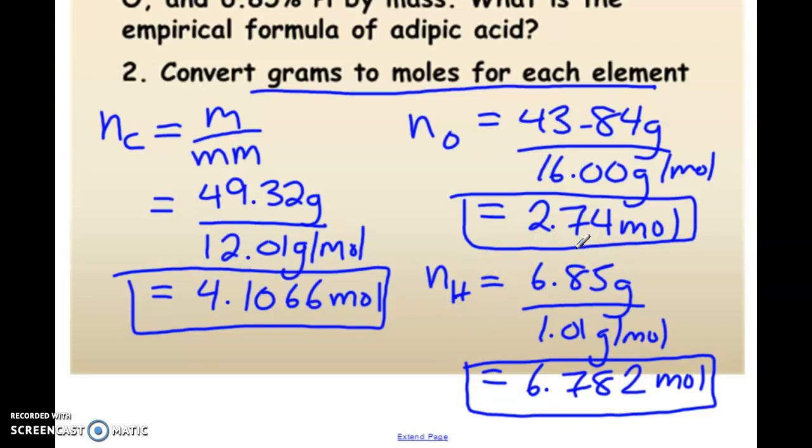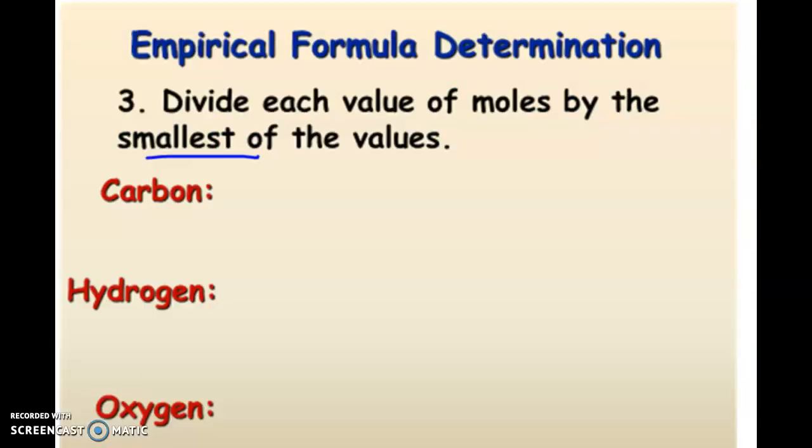What we're trying to accomplish with this next step is we're trying to figure out the ratio. For every one oxygen, how many carbons do we have? For every one oxygen, how many hydrogens do we have? So let's do that. Now I have to remember these numbers. So we have 4.1066. So here we go.